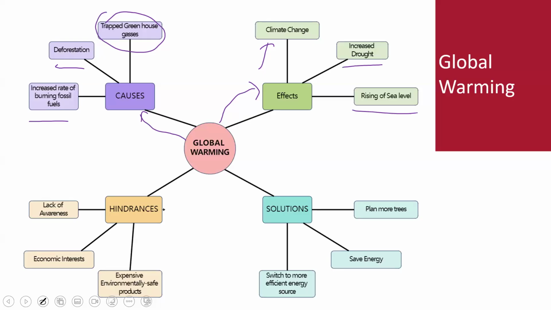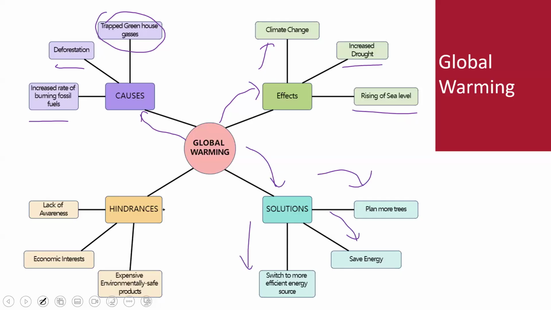Certain places are going to get hotter, certain places are going to get colder, right? They actually talk about the UK going to get a lot colder, even though climate change is happening. What are the solutions? The solutions are plant more trees, save energy, switch to better energy resources.